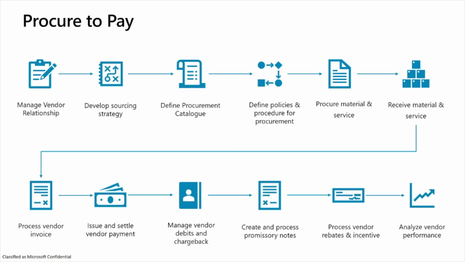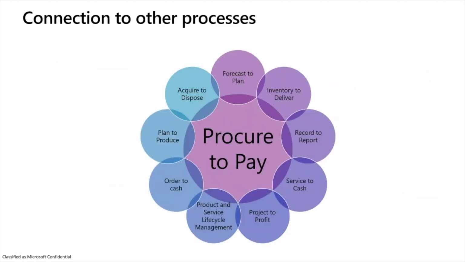And finally, we have analyze vendor performance. This business process area involves analyzing vendor performance by measuring key performance indicators, identifying areas for improvement, and communicating with vendors to ensure continuous improvement. D365 offers a supply risk assessment workspace that, alongside performance and risk analysis reports, can assist in understanding the risk of sourcing shortages and delays.